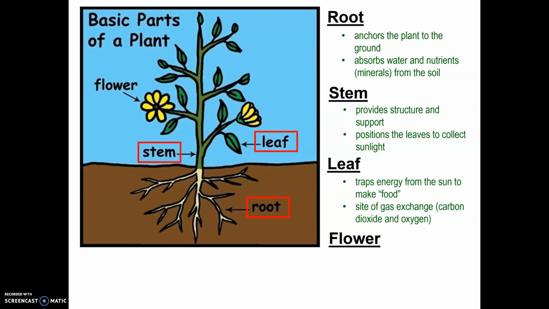Next is the leaf. The leaf is in charge of trapping energy from the sun to make food or glucose. Remember that process is called photosynthesis. And then this is also the site of gas exchange in your plant. Your leaves have little pores all over them, little holes where oxygen is able to go out and carbon dioxide is able to go in.